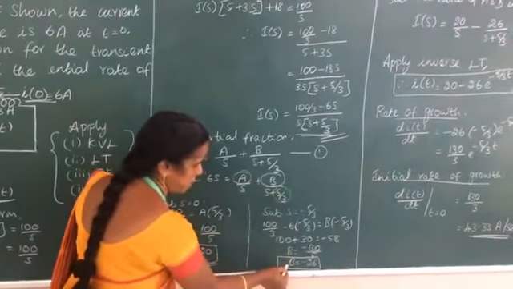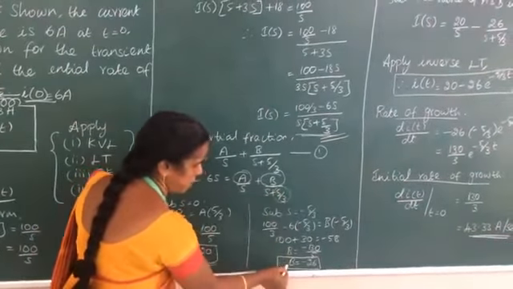Fourth step is we have to apply inverse Laplace. If you find the inverse Laplace for 20 by s, we get 20. Then 26 by (s plus 5 by 3). For 1 by (s plus a), its formula is e power minus at. So you get I of t is equal to 20 minus 26 e power minus 5 by 3 into t. So this is the transient current for the given circuit.